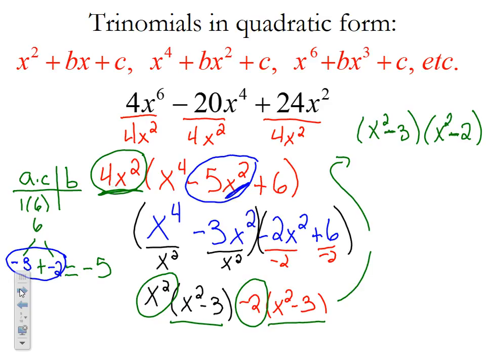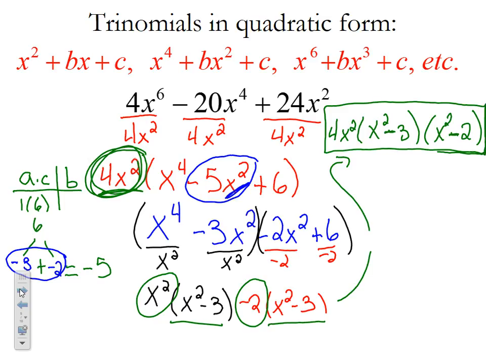But we can't forget, over here, that super little annoying brother or sister has to go out in front. So I have 4x squared out in front. This whole thing, ladies and gentlemen, that's going to be my answer. So you're going to be seeing some of these in your assignment where you're going to have to take out a greatest common factor, and it's not just x squared that we're working with when we're solving our trinomials.